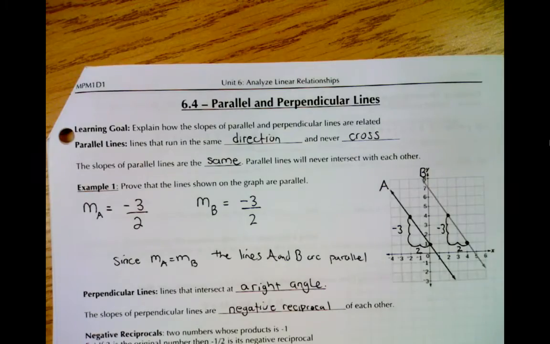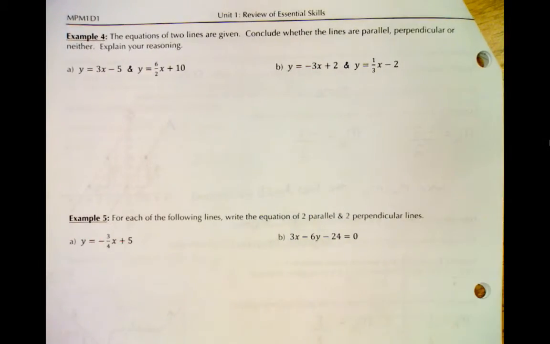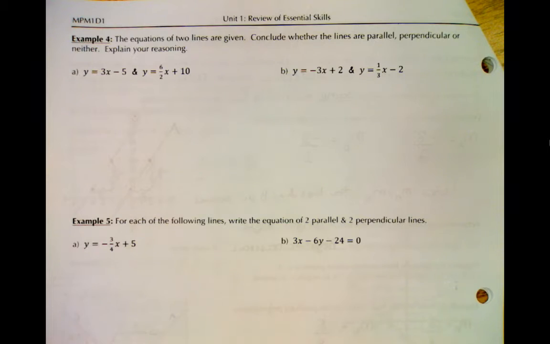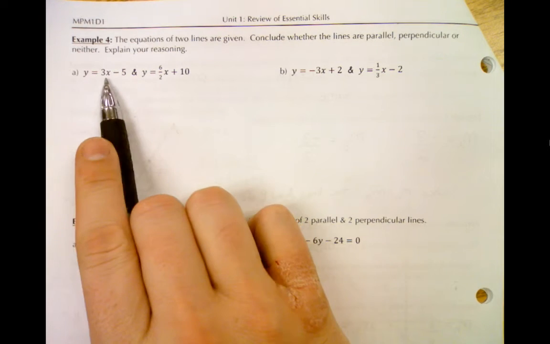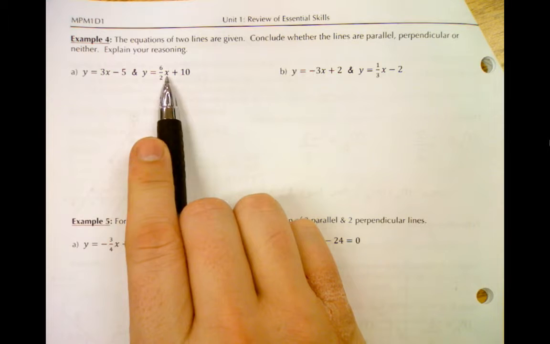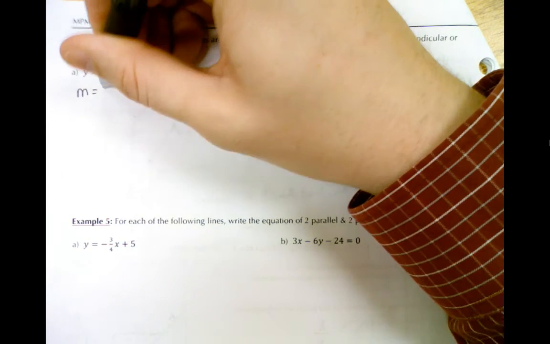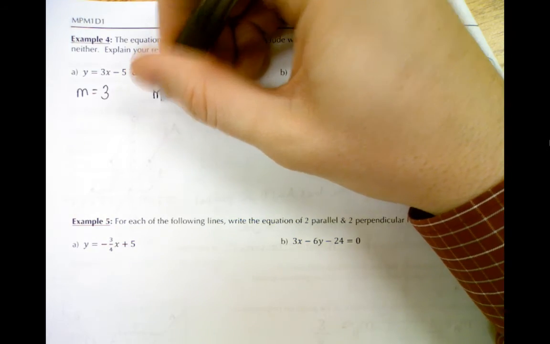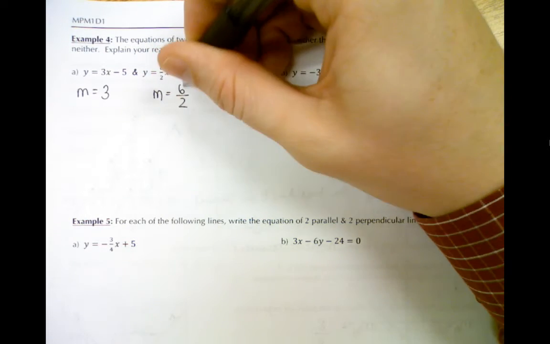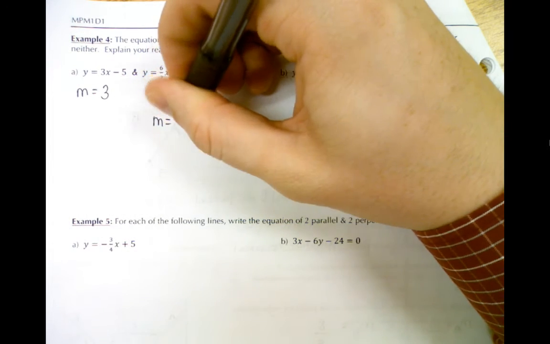All right. Now we have a good understanding of what parallel and perpendicular lines are and how to prove it. I'll flip the page here. Here are the equations of two lines. We're going to decide whether the two lines are parallel or perpendicular or neither. First pair, y equals 3x minus 5, y equals 6 over 2x plus 10. Either way, we're going to be comparing the slopes. So what's the slope of our first line? Well, it's 3. And the slope of our second line? 6 over 2. 6 divided by 2 is 3.